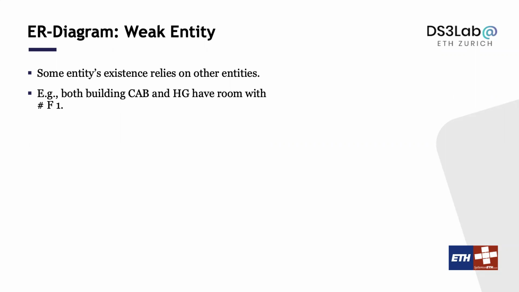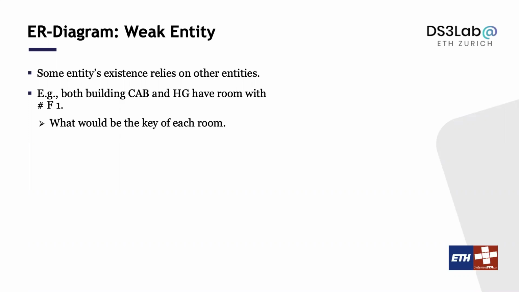So that is one entity type. We have the building entity, and then we have the room entity. So CAB has multiple rooms, and the main building has multiple rooms. And each room has an ID. For example, both buildings have a room F1. So now the question is, a room cannot exist without a building, right? If you don't have a building, I don't have a room. So there's this kind of hierarchical structure here.